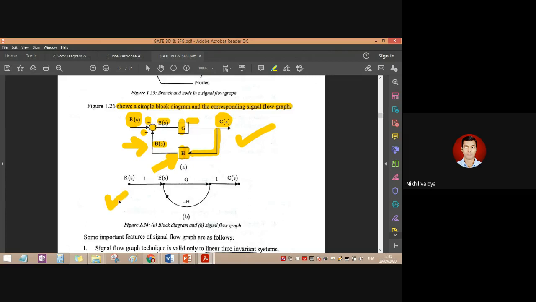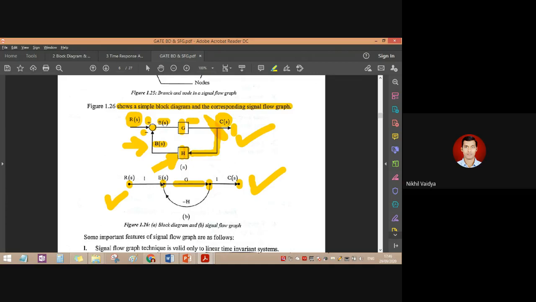Now, if we try to draw a signal flow graph, in the signal flow graph, instead of the summing point, takeoff point and blocks, we represent it by using branches and nodes. Here this is the summing point and this is the takeoff point. So how many nodes do we have here? We have a complete 4 nodes. See here 1, 2, 3 and 4. Generally this is also output, so this is the 4th node.